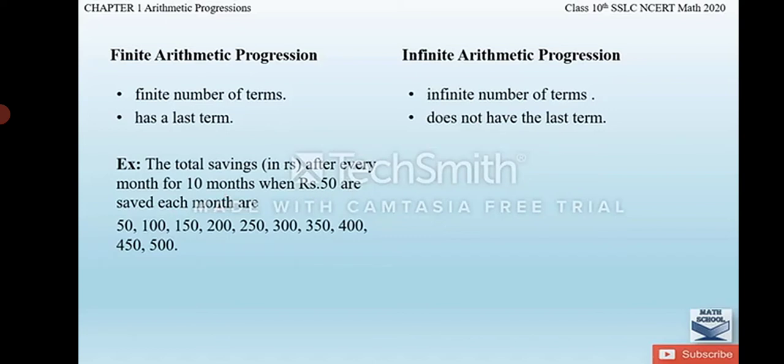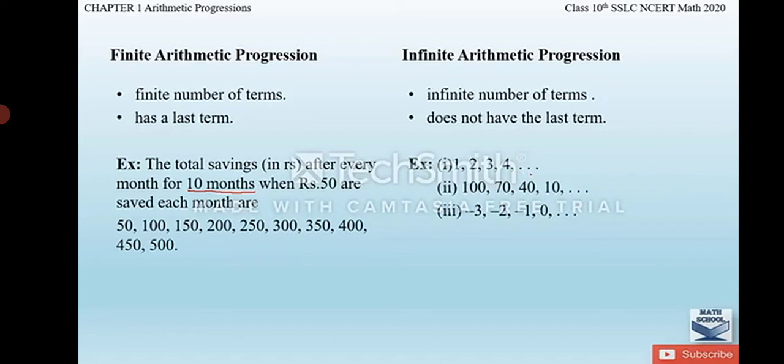See the example for the finite arithmetic progression: the total savings after every month for 10 months, where 50 rupees are saved in each month. When 50 rupees are saved every month, the next month it is 50 plus 50, which will be 100, again plus 50 it will be 150. Likewise 200, adding just 50 rupees every month, the amount will increase till the 10th month, and the total savings at the 10th month will be 500. Here they have specified the duration of 10 months, so it is a finite arithmetic progression.